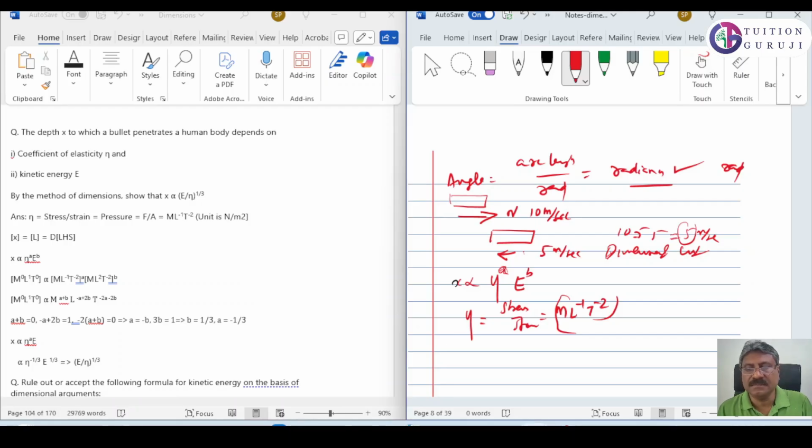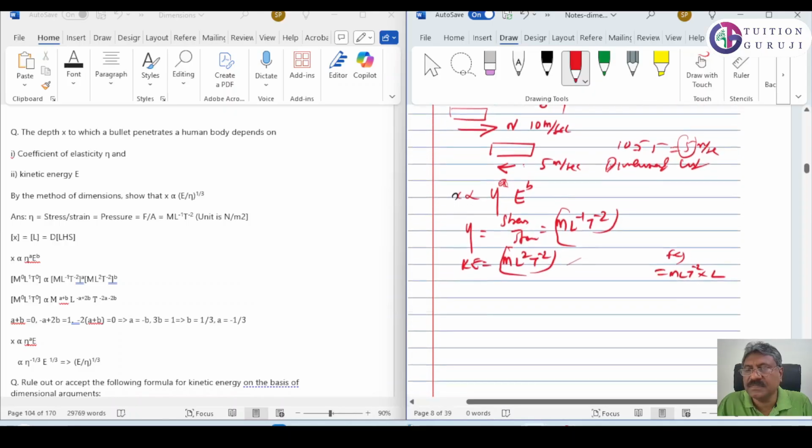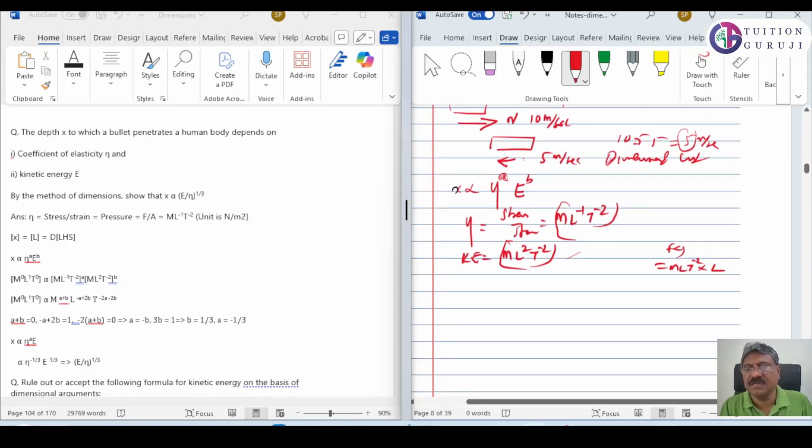Then kinetic energy is nothing but energy, therefore it is M L square T raised to minus 2. Energy is force into distance. Force is M L T raised to minus 2, into distance L, so it is M L square T raised to minus 2. Now, x is the distance of penetration. So LHS is equal to L, that is M raised to 0, L raised to 1, T raised to 0.